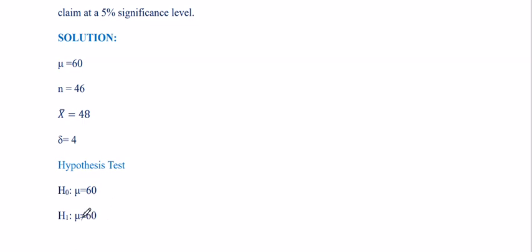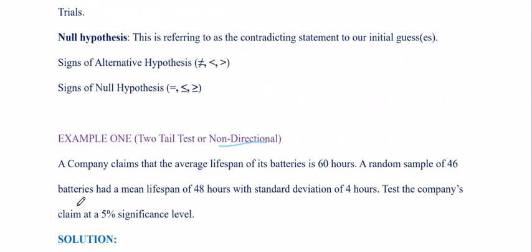Whenever you see this sign, not equal to, it is a two-tailed or non-directional hypothesis, as you can see from here. It stated that the company's claim is that the average lifespan of its battery is 60 hours. It's not telling you maybe it's less than 60 or more than 60. Whenever you see less than or more than, that one is either a right-tailed or left-tailed test. But this one is not even telling you any direction. That's why it is a two-tailed test or non-directional hypothesis.